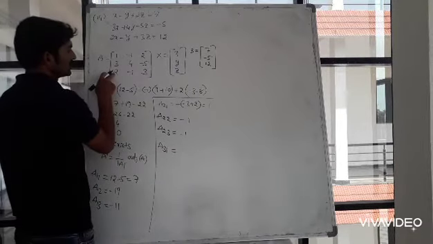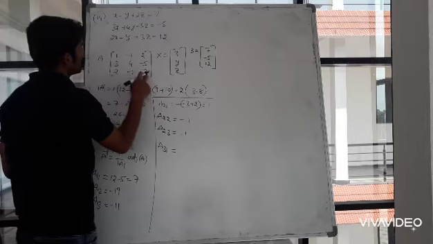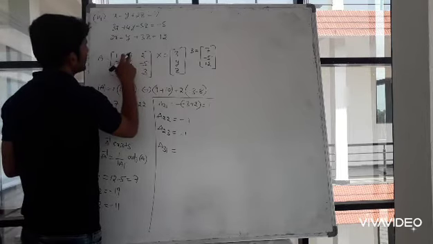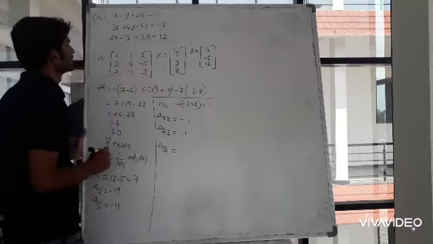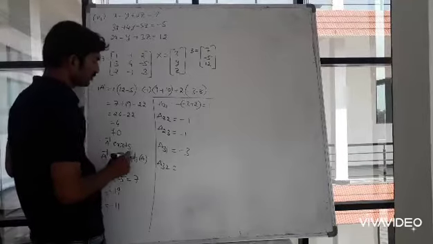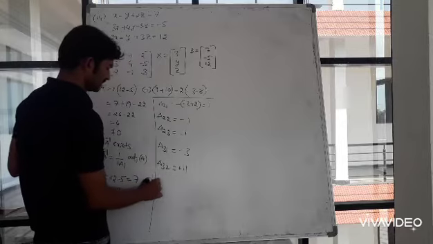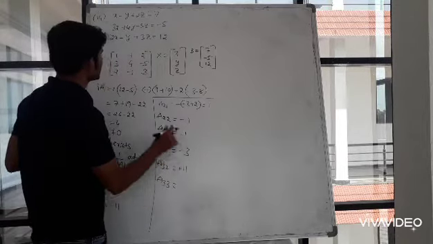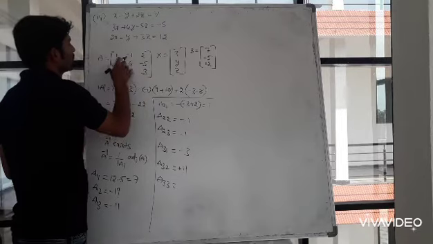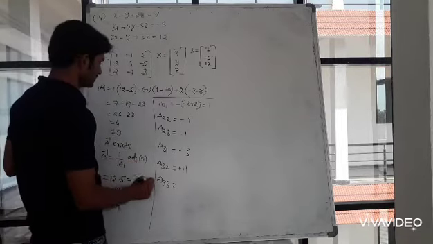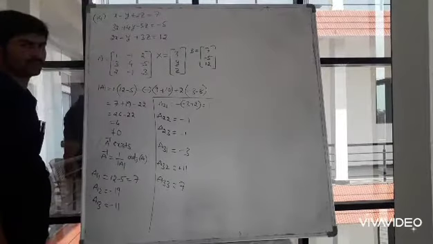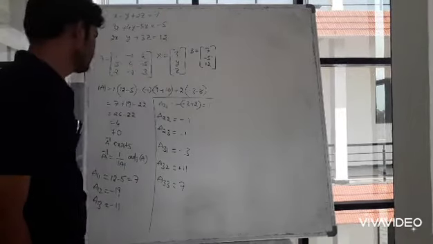A31 is equal to, leave this column and row. Minus minus plus 5, minus 8, minus 3. A32, leave this row and column. Minus 5, minus 6, minus 11. Outside minus is there, so plus 11. A33, leave this column and row. 4 minus minus 3, 4 plus 3, 7. Even, okay? So positive. So these are cofactors.